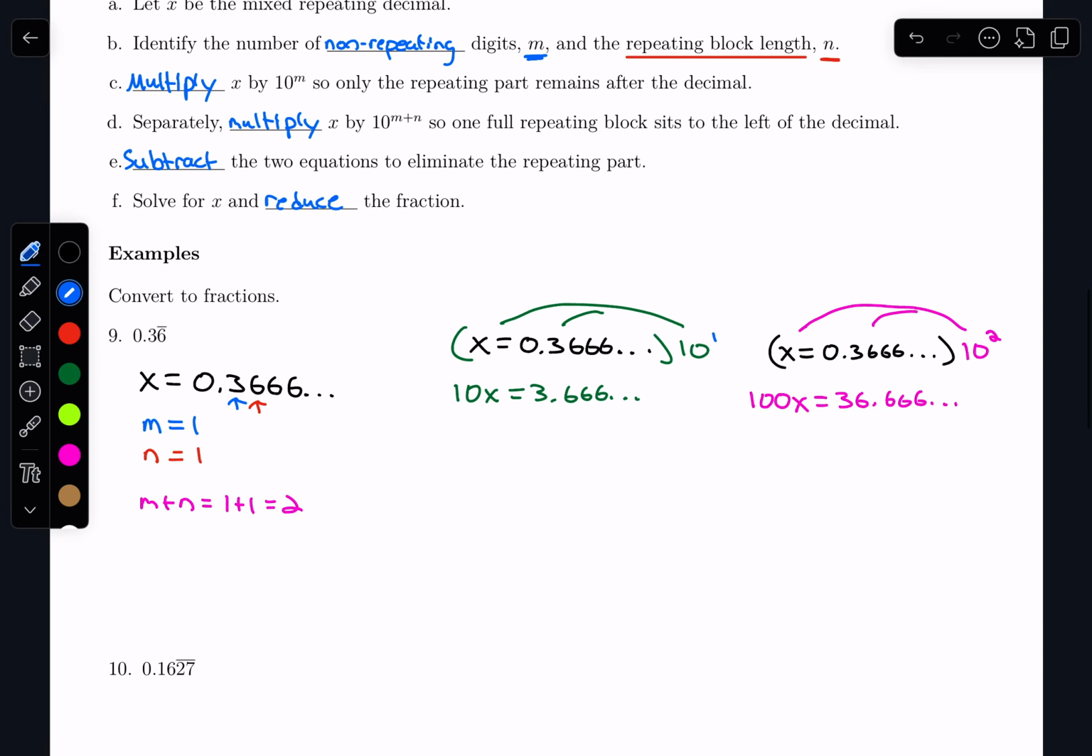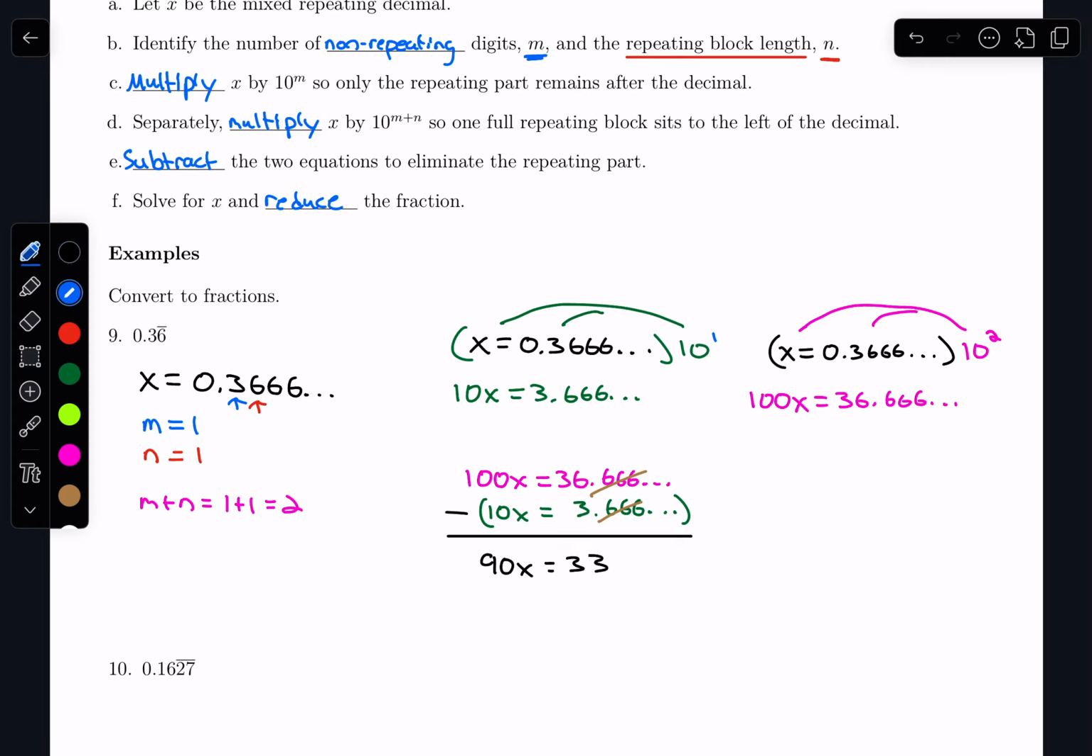So down here, I have my 2 equations. All I'm going to do is subtract them from each other. So I'm going to take 100x equals 36 point, all these 6's, and I'm going to subtract from it 10x equals 3 point, a bunch of 6's. And when I do this subtraction, it's going to give me an equation that I can solve for the answer. So on the left, 100x minus 10x, that is 90x. And on the right side, the decimals are going to cancel each other out, just like before. And then we just have 36 minus 3, which is 33.